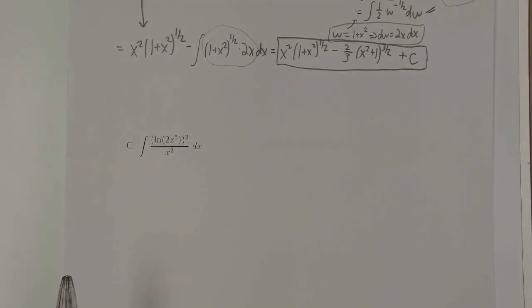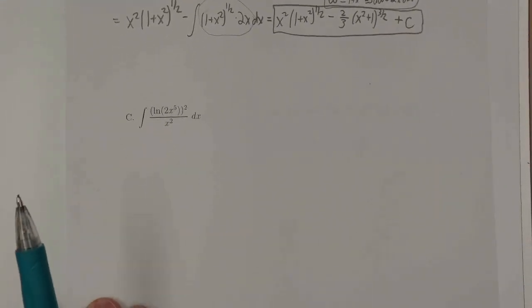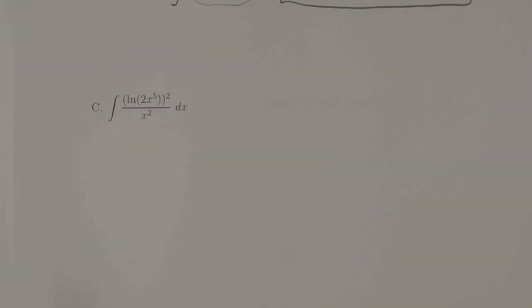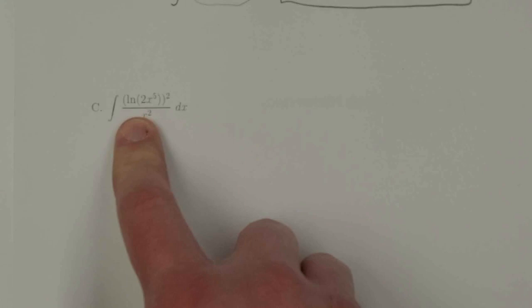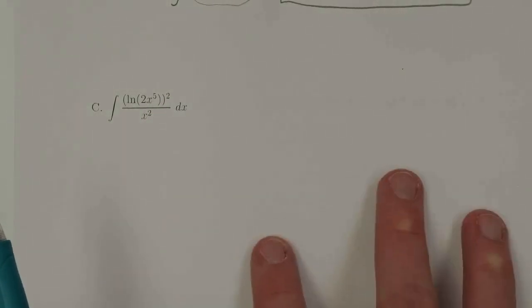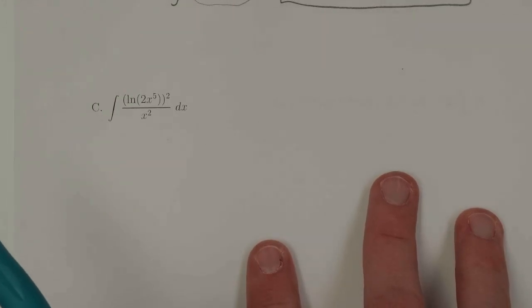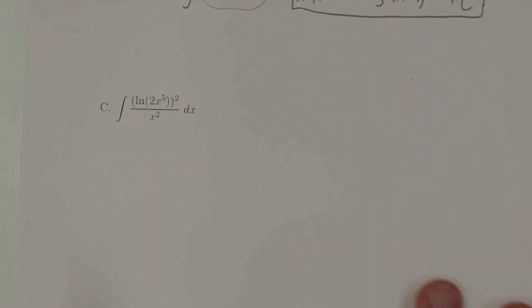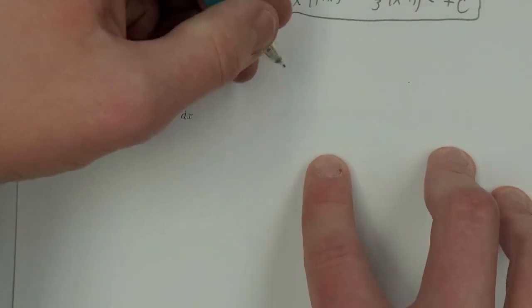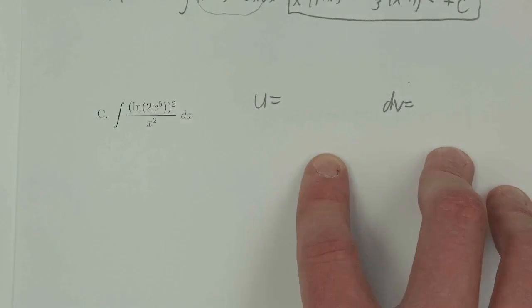So, we'll look at part 2c then. Now we have the antiderivative of natural log of 2x to the 5th, all that raised to the power of 2, and then over x squared dx. Okay? So based off of our LIATE acronym, what would be a good choice for u and dv in this problem?